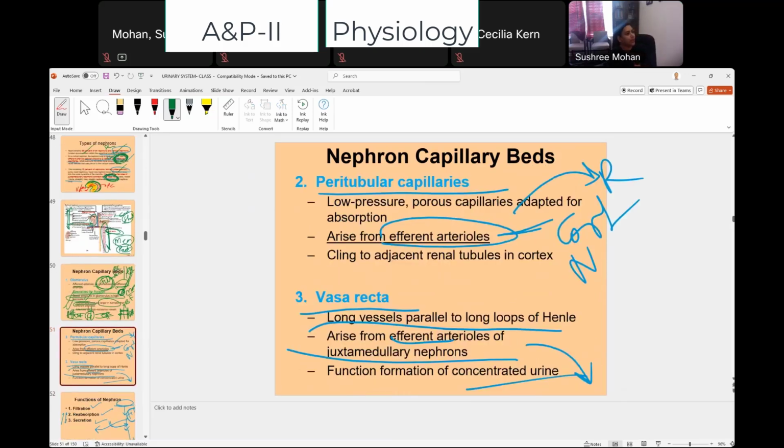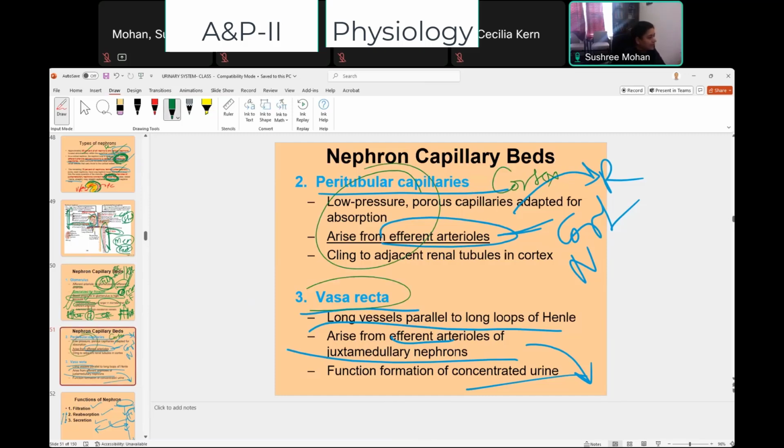Okay, thank you. So now let's look at the nephron capillary beds, the peritubular capillaries and the vasa recta. If you look at the peritubular capillaries, they are low pressure porous capillaries adapted for absorption, arise from efferent arterioles, and they cling to adjacent renal tubules. So this part would be these capillaries. These capillaries are in the cortex region.